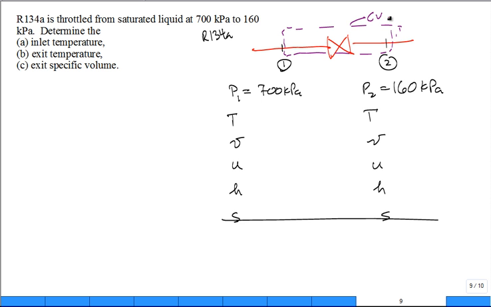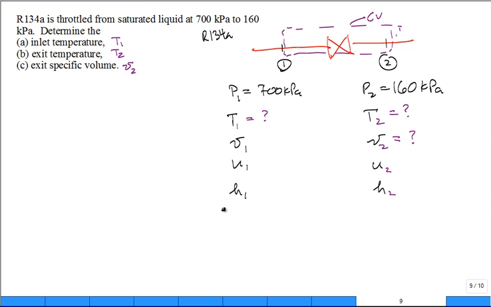This is my control volume around that valve. All right? One of the questions, the first question: what is the inlet temperature? They want me to find T1. What is the exit temperature? They want me to find T2. And what's the exit specific volume? They want me to find v2. So this is what I'm looking for: T1, T2, and v2.